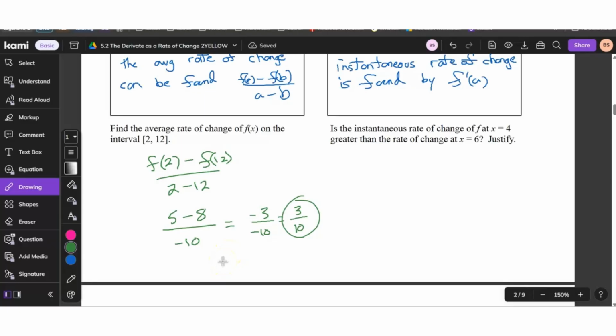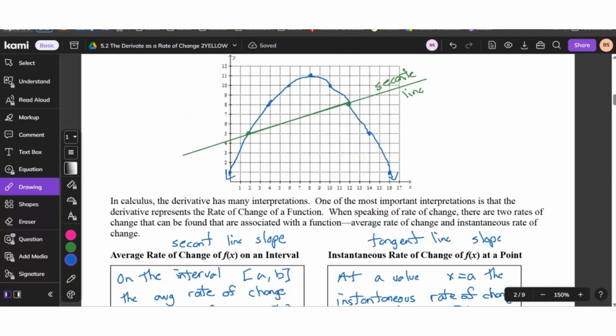All right. Now let's find the instantaneous rate of change. So I'll maybe do that one. We'll just switch back to blue, I guess. At x equals 4. Oh, no, sorry. They want to know, is the one at 4 greater than the one at 6? Justify our answers. All right, well, let's go up here.